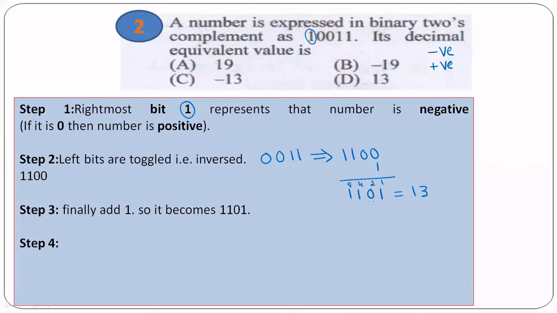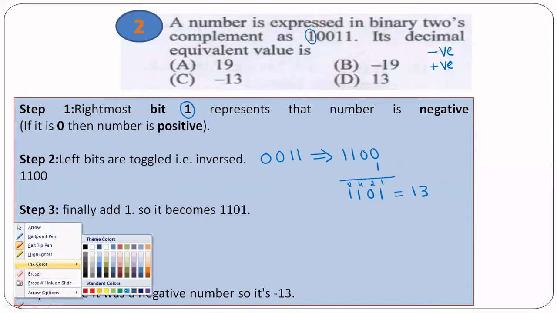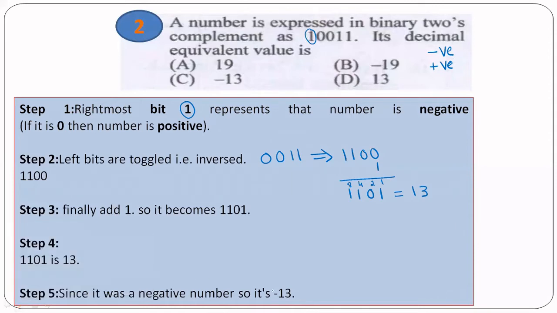Since we have already identified from the sign bit, which is 1, that the answer must be negative, the final answer expected for this question is minus 13. Whatever you have got, it must be minus. So it is option C, which is minus 13, the answer for this question.